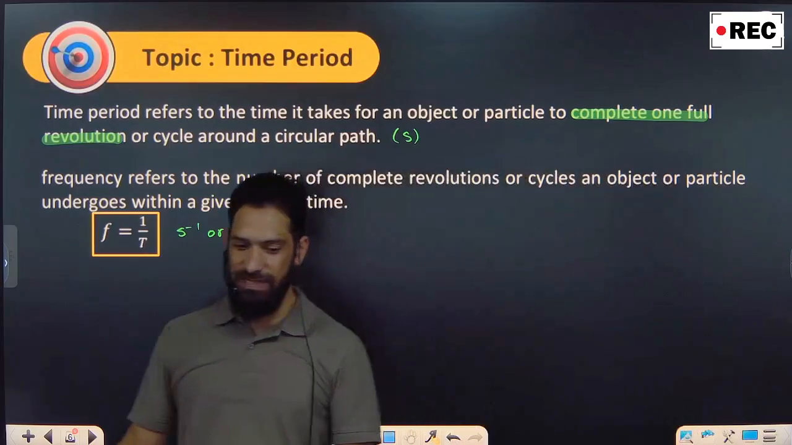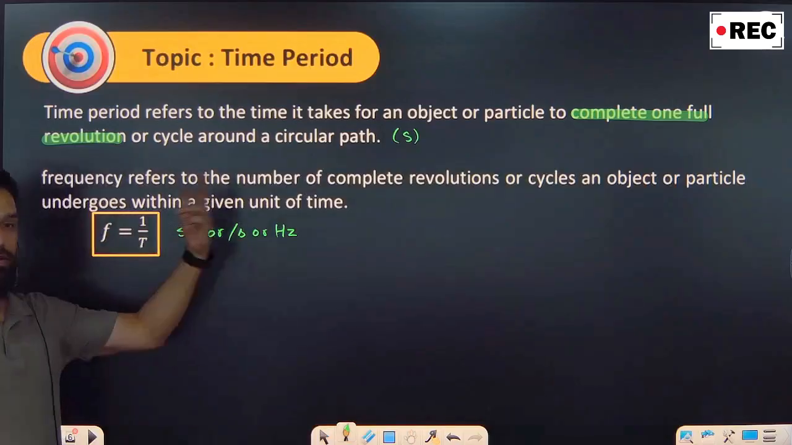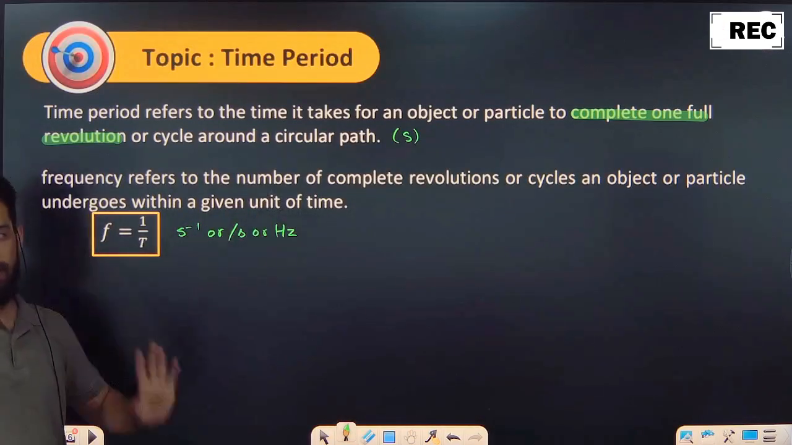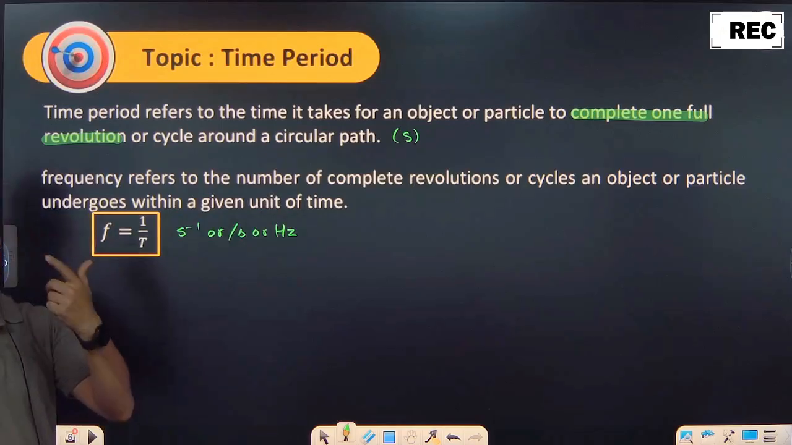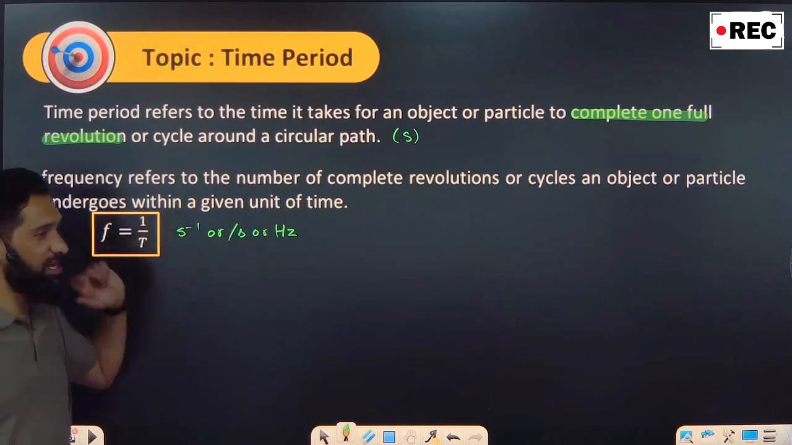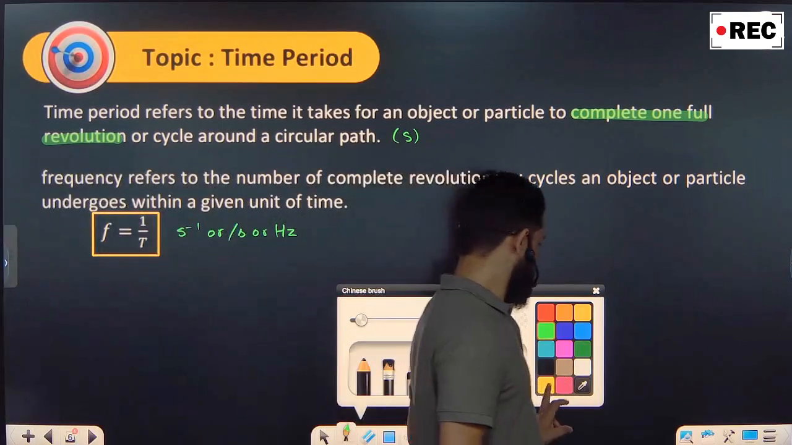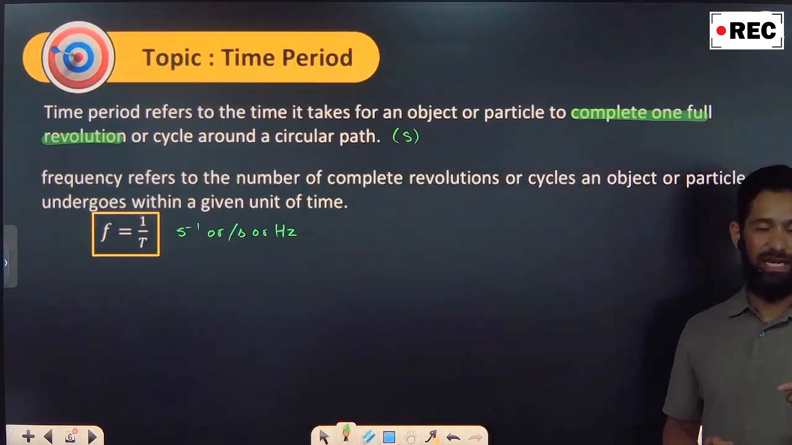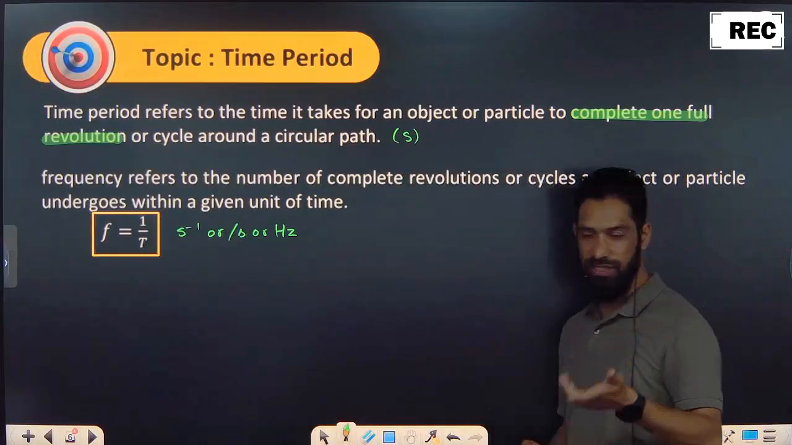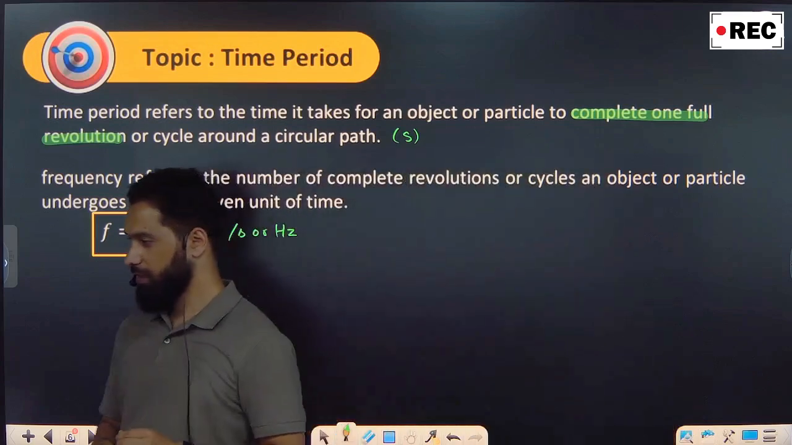So what does the frequency mean? Frequency means number of revolutions it is covering in 1 second. Number of revolutions a particle covers in 1 second. This is called frequency. Got it? In 1 second, how many revolutions are covered? This is called frequency. Right?